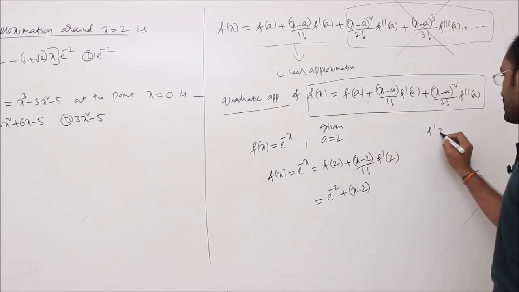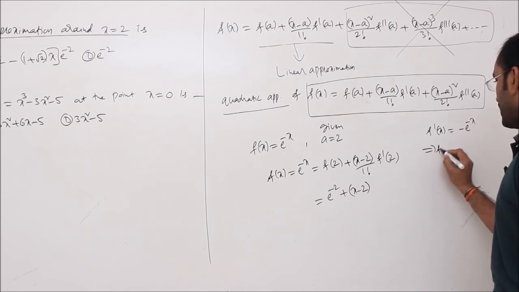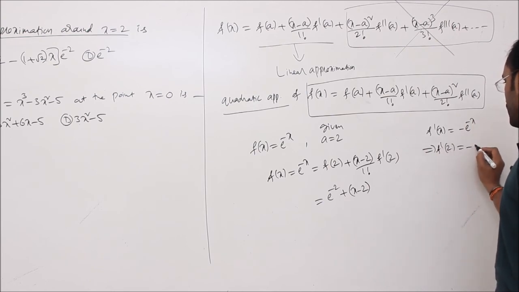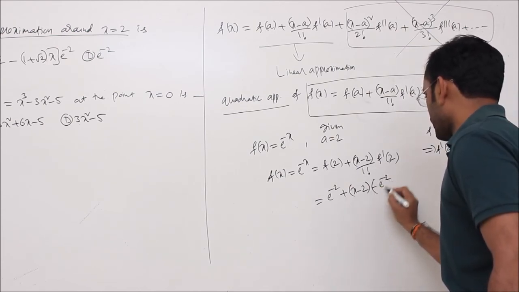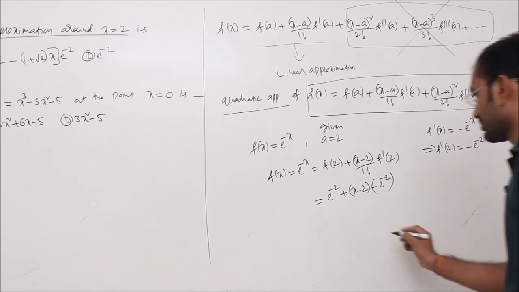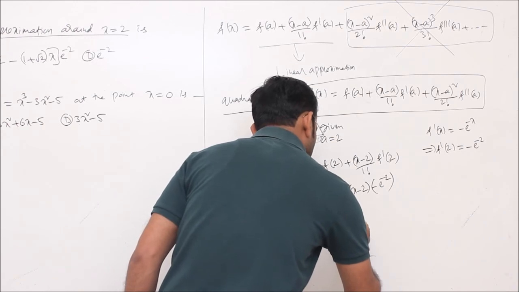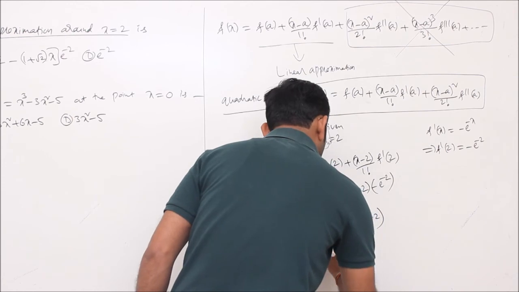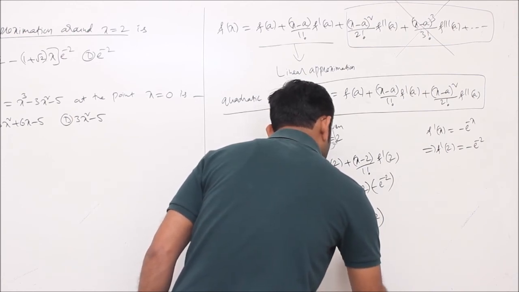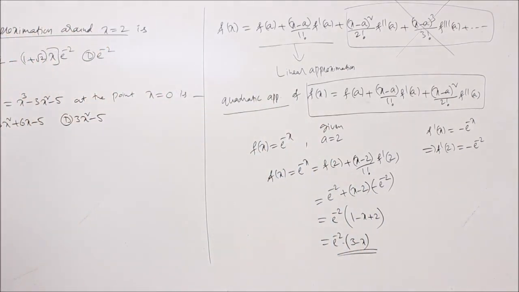Here f dash of x, the derivative of e power minus x, is minus e power minus x. So f dash of 2, replacing x with 2, is minus e power minus 2. So we get e power minus 2 minus (x minus 2) e power minus 2. Taking e power minus 2 common, you get 1 minus x plus 2, so e power minus 2 into (3 minus x). So that is the corresponding linear approximation of the function e power minus x around the point x equal to 2.